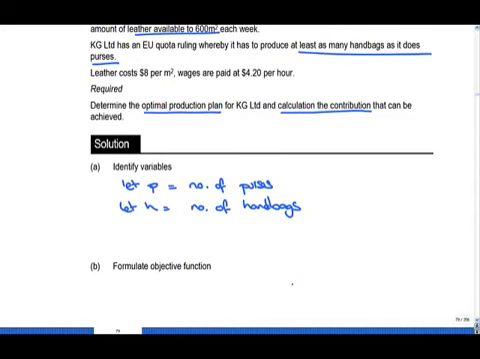Okay, if we formulate the objective function, what we want to do here is maximise our contribution. And we're told in the question that the purse earns $5 of contribution. So our contribution will be 5 times however many purses we make, and it will be $6 times however many handbags we make.